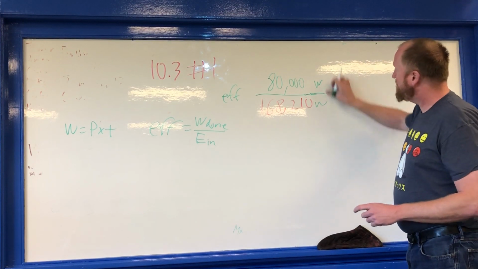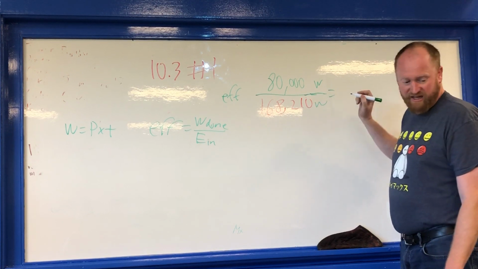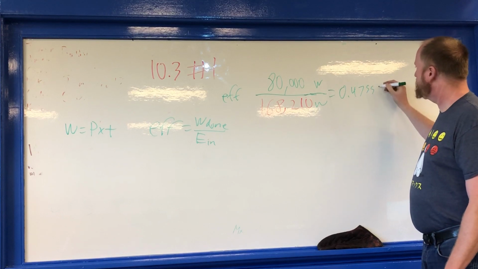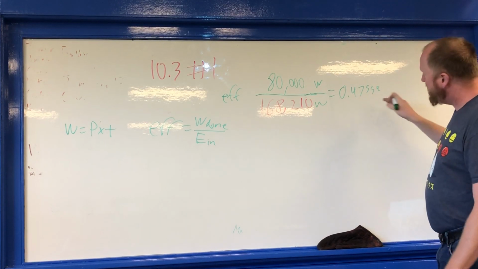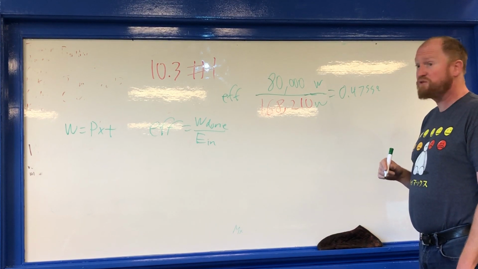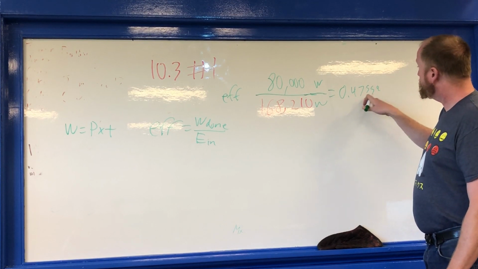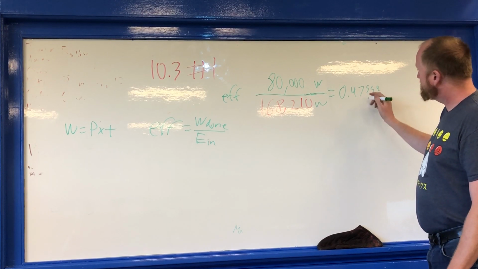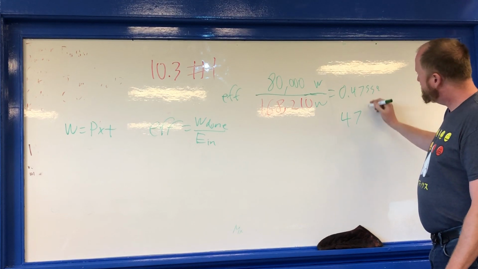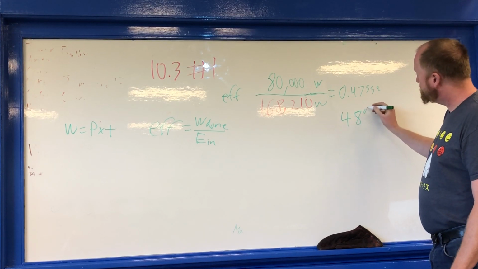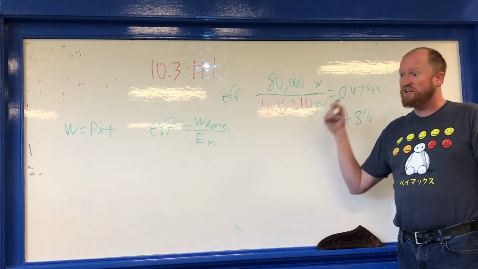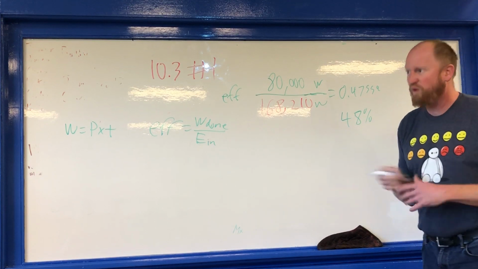So, what do I get? Well, I put this in a calculator and I get 0.47559, and so on. Now, you can express efficiency as a decimal, but people usually like to express it as a percentage. So you could do 47.6. I'm just going to round it to 48%. So 48% efficiency. That means that most of the energy going into my engine is being wasted.